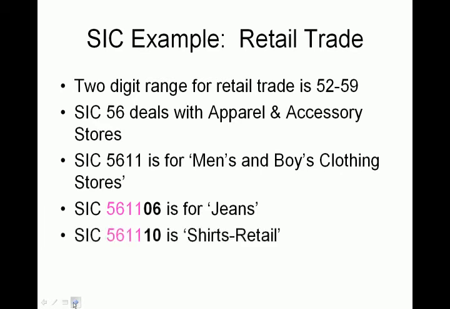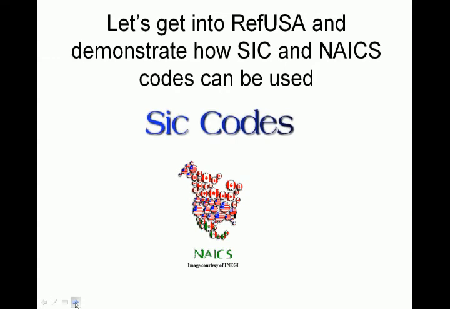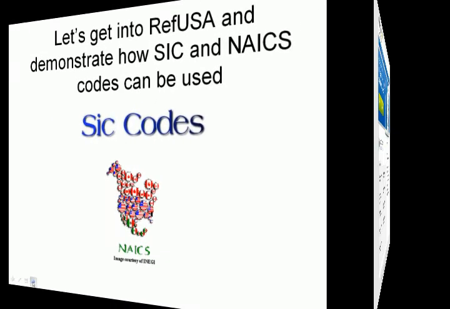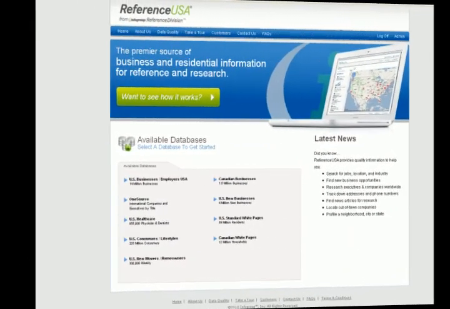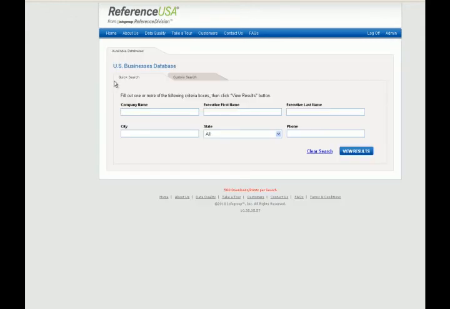Now let's get into the ReferenceUSA database and demonstrate how SIC and NAICS codes can be used. First, we need to enter the U.S. Business section and get to the Custom Search tab. Here we're on the Quick Search tab. Here's Custom Search.